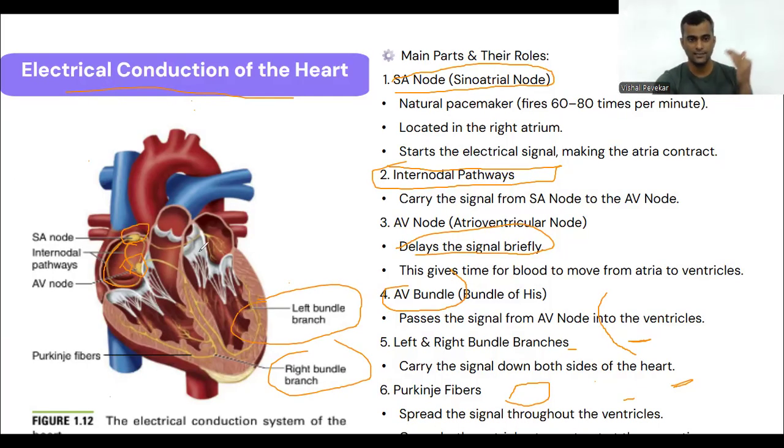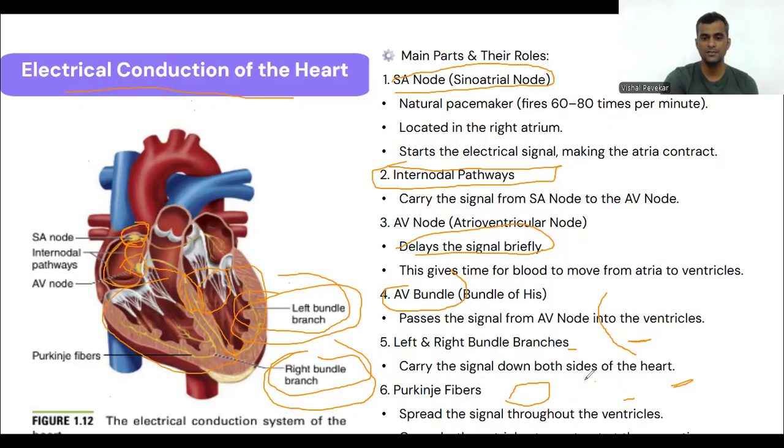Now let's understand this process step by step. First, the signal is received at the SA node. From the SA node, it moves to the AV node through the internodal pathways. The AV node delays the signal before it passes it to the ventricles. From there, the signal is received by the left bundle branch and the right bundle branch, and then you have your Purkinje fibers, which you can see here. This helps spread the signal throughout your ventricles. Once the signal is received, the ventricles contract, pushing the blood out of the heart.